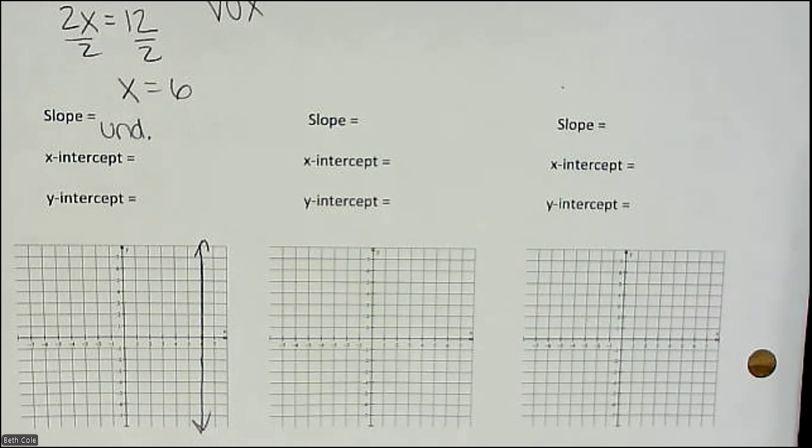It's like a slope you could not walk up. Like if there was a hill shaped like that, you couldn't walk up it because it's completely vertical.